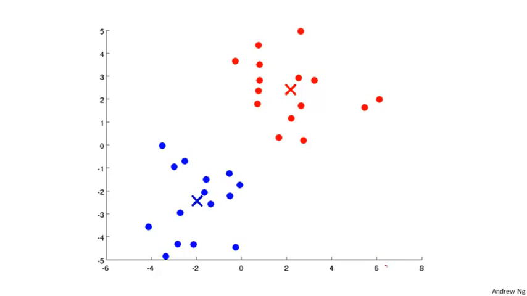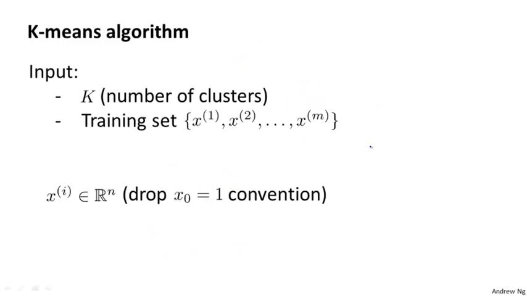Let's write out the k-means algorithm more formally. The k-means algorithm takes 2 inputs. One is a parameter k, which is the number of clusters you want to find in the data. I'll later say how we might go about trying to choose k, but for now, let's just say that we've decided we want a certain number of clusters, and we're going to tell the algorithm how many clusters we think there are in the data set.